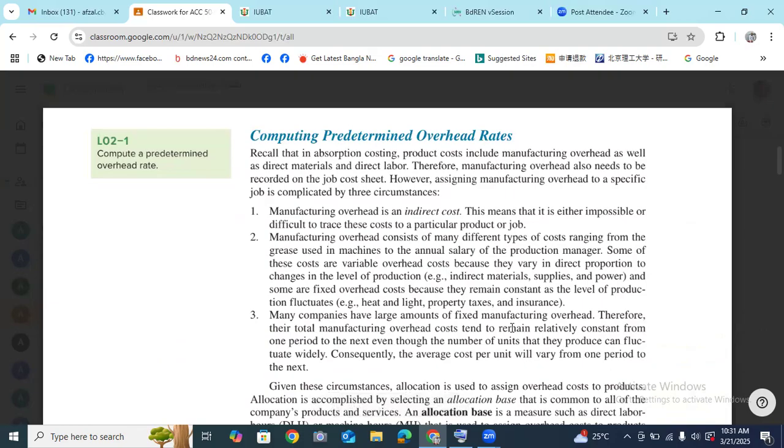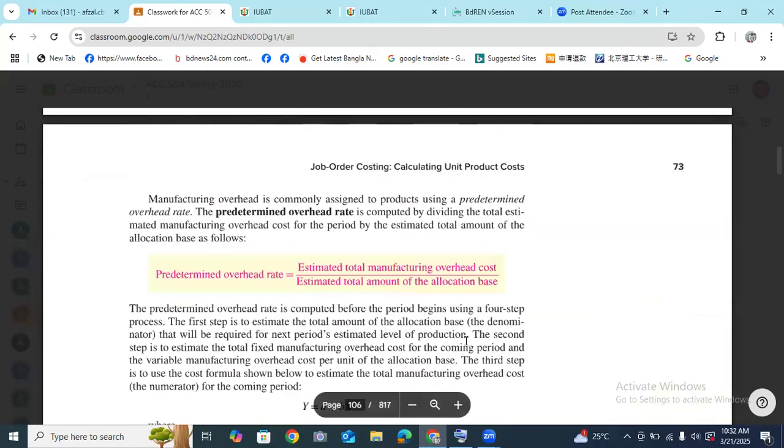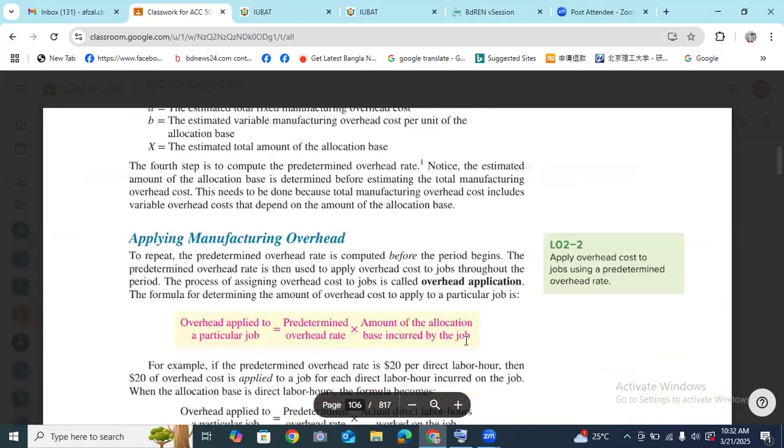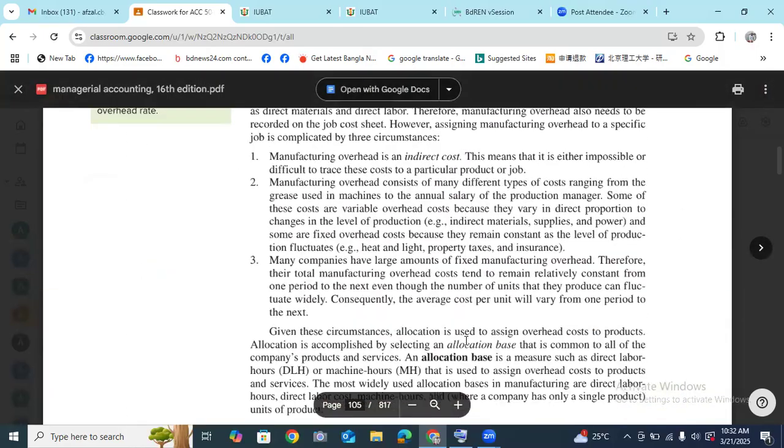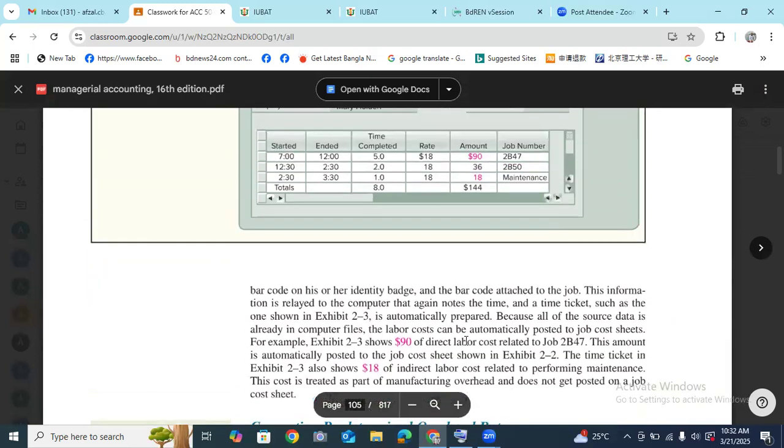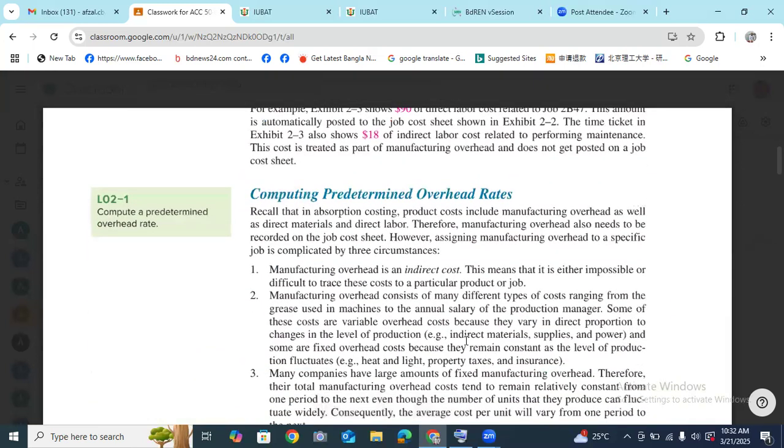Yes, sir. Now we know what job order costing is. Now how to compute the predetermined overhead rate. What is the predetermined overhead rate? Can you explain why it is necessary? Predetermined overhead rates. Because for manufacturing cost, there are three parts, isn't it? Direct material, direct labor, and manufacturing overhead.